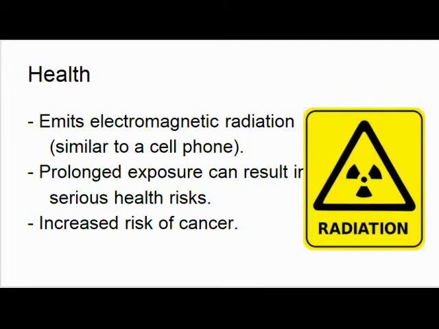So the antenna in the cell phone jammer emits electromagnetic waves similar to the ones that a cell phone would emit, and prolonged exposure to this radiation can cause serious health risks, especially if you're using it in close proximity. So for example, if you had a cell phone jammer in your car, it could be very dangerous because you have it so close to you so often. And mainly, these risks include an increased risk of cancer. And in extreme cases, radiation exposure has been known to create an electric shock in the body. So those are the health risks involved in using a cell phone jammer.